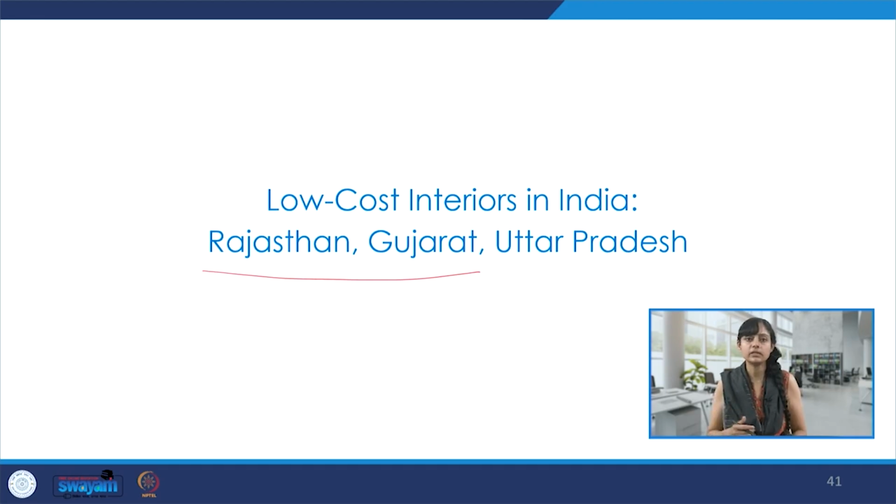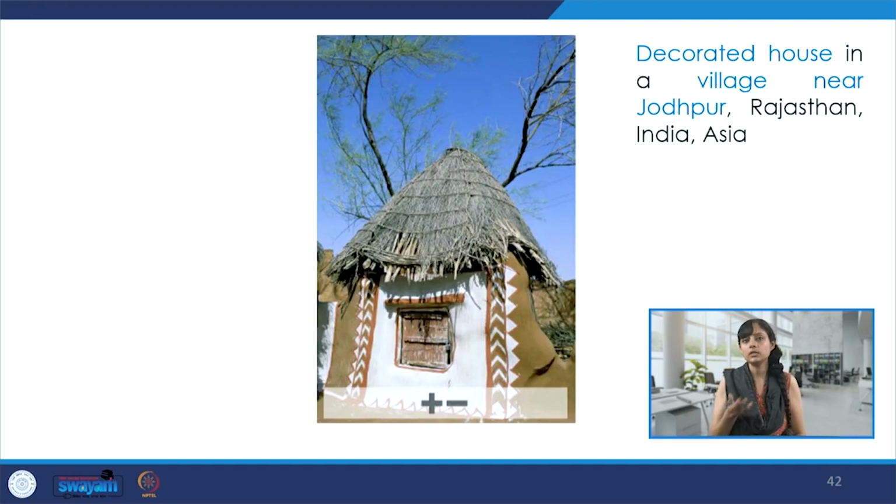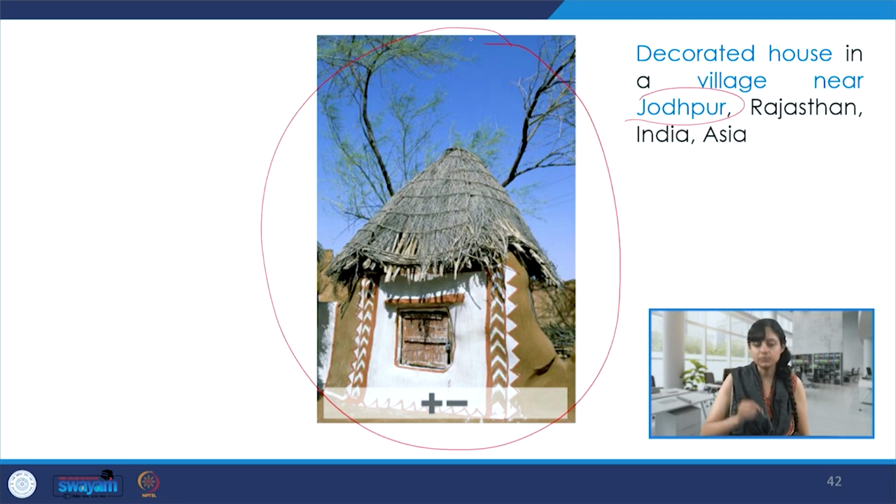If I remember correctly, this is one house which is from Rajasthan, specifically Jodhpur, a very, very famous typology of residence. And again, low cost in the sense that there are locally available materials. It's done by the community. It's very climate responsive and quite documented and decoded and understood in terms of passive design features.